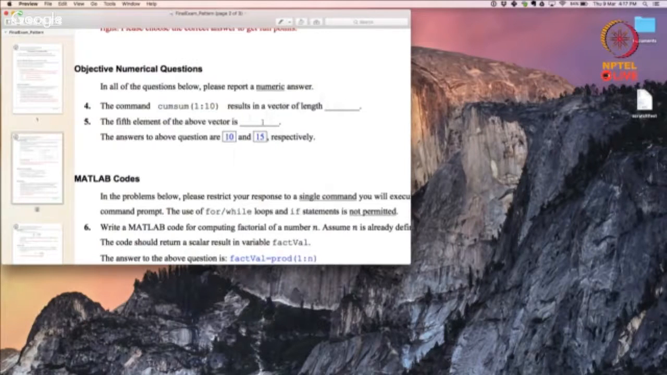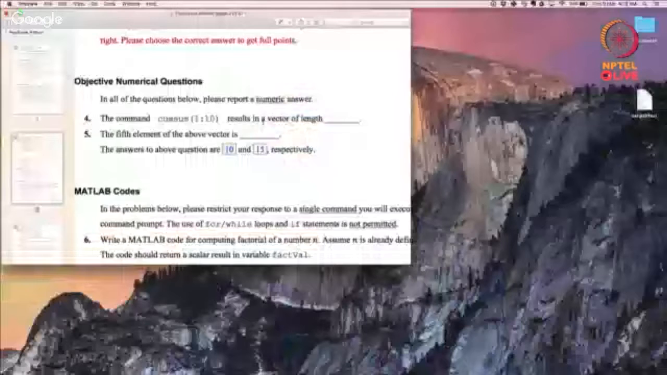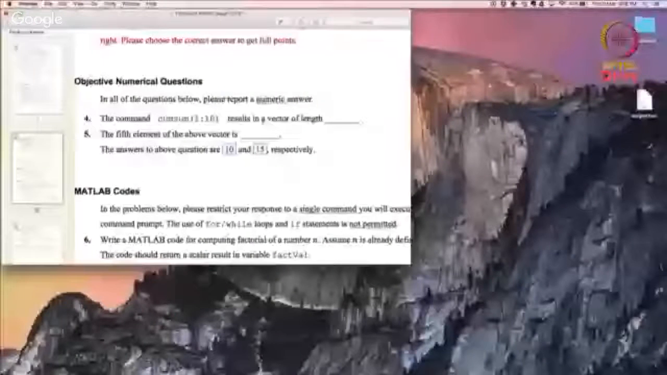The objective numerical type, it will be a numerical answer. We are expecting a numerical answer only. There will be 8 questions of this type. Each question, I believe, is worth 2 points in the objective numerical type, and this is where you will require a calculator. And again, the questions are going to be reasonably straightforward. There might be one minor MATLAB funda that is involved in addition to the command itself that will help you in order to solve this problem.